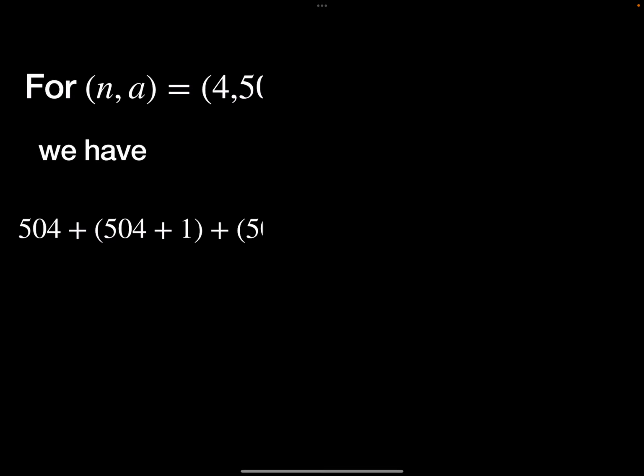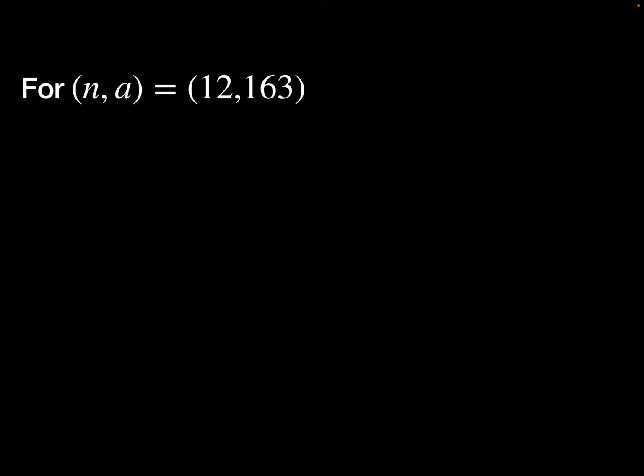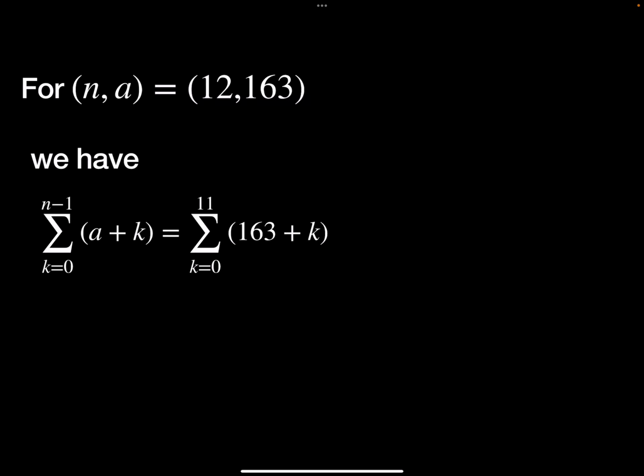And finally, the last case is when n, a is equal to 12 and 163. So the first number is going to be 163. The last number is going to be 163 plus 12 minus 1, which is 174. So if we add all those numbers, from 163 to 174, where we always increase by 1, we get exactly 2022.